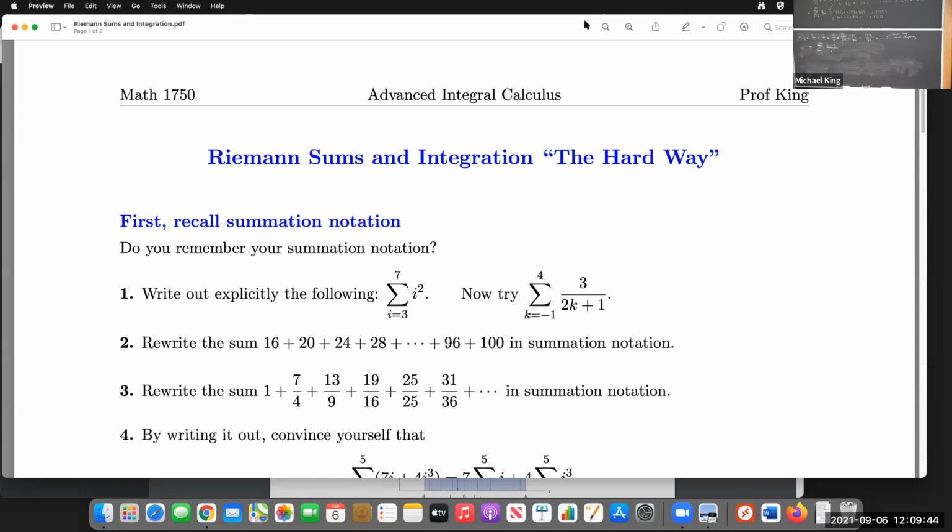Is that the name of that movie? Andy Samberg movie? You guys don't know this movie I'm talking about? Okay. It's a funny movie. You should check it out.